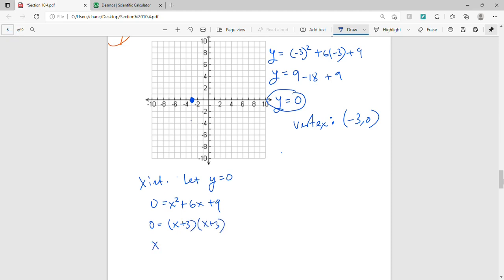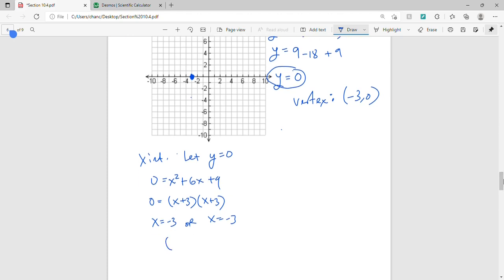This gives us x equals negative 3 or x equals negative 3, which means we have the same point. So we'll just write it once. We have the x-intercept is the single point negative 3, comma 0, which we have already plotted on the graph. And that makes sense. The vertex is also the x-intercept.